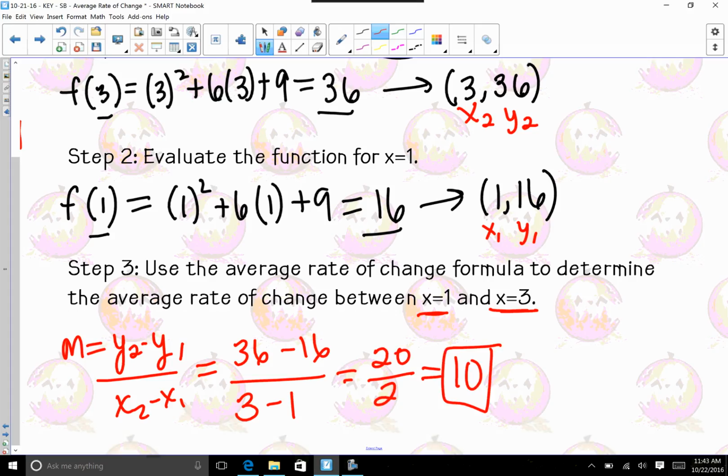Remember I told you it doesn't matter which point you label x1, y1 and x2, y2, as long as when you plug it into the equation, you plug it in correctly, you still get the same thing, which is what we just saw. But I wanted to make this match what we labeled our points as up there. So the average rate of change over that interval is 10.